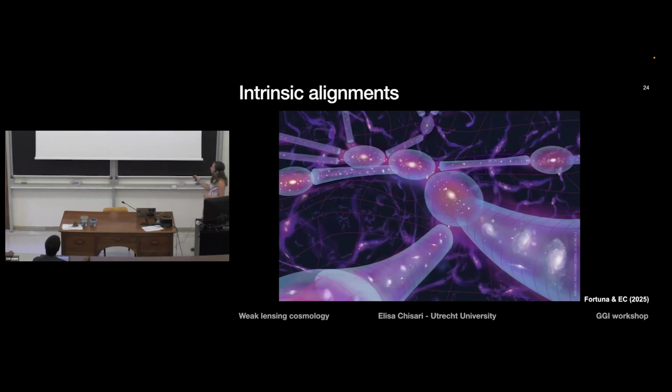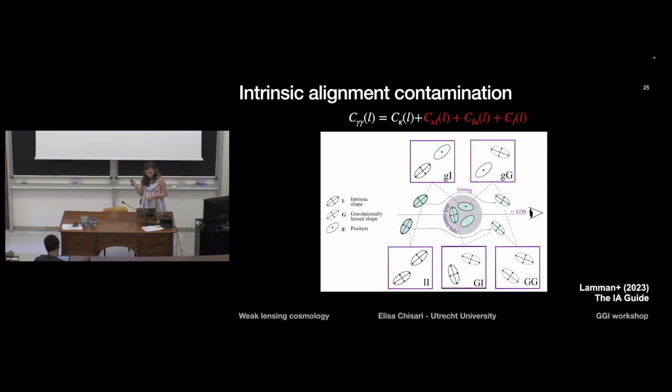For the blue galaxies that tend to live in less dense environments, there's very little evidence that they are aligned, although from theory it could be expected because of the way that they acquire their angular momentum. It's not ruled out that they might be aligned as well. Why is alignment a contaminant?